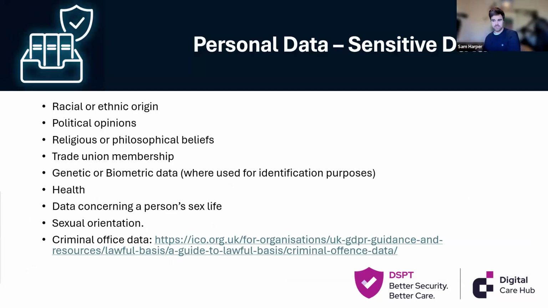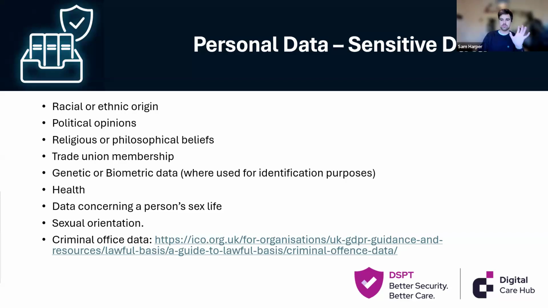Now, alongside personal data, there is also sensitive data, and this is a special category. Special category data has extra legislation applied to it, and so there need to be extra considerations around these. And these refer to racial or ethnic origin, political opinions, religious or philosophical beliefs, trade union membership, genetic or biometric data if they're being used to identify somebody, someone's health, data concerning a person's sex life, sexual orientation, and then there are additional laws in place around criminal offence data. So we need to pay extra consideration to sensitive data.